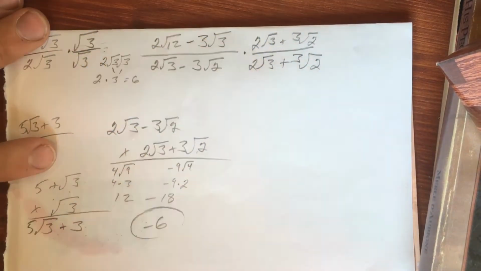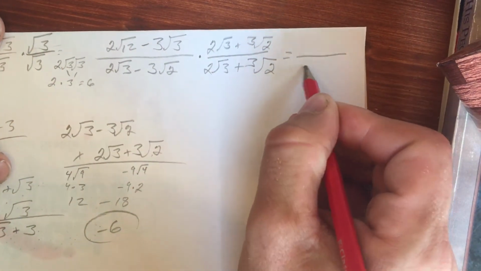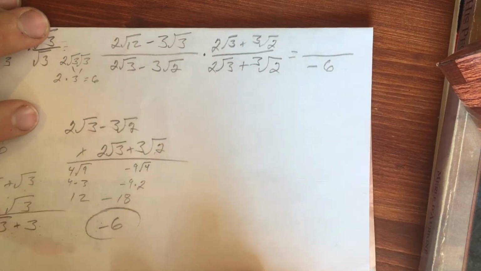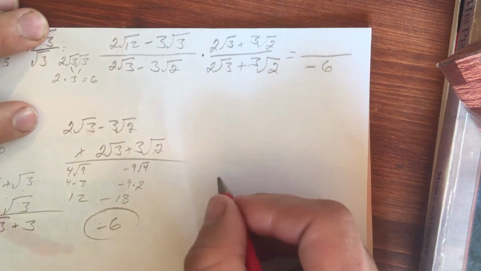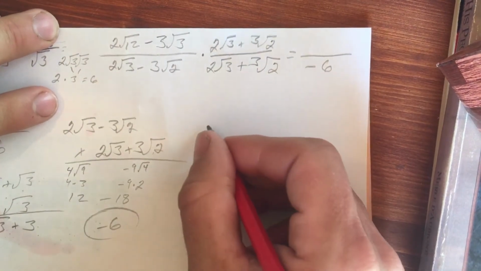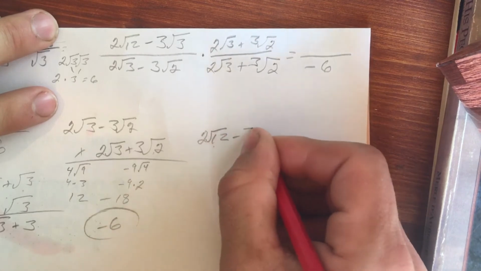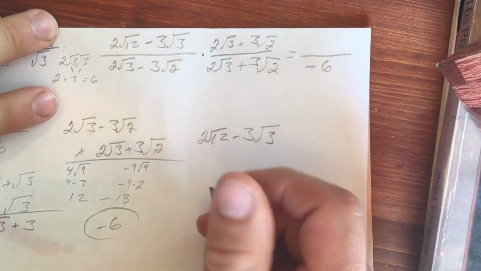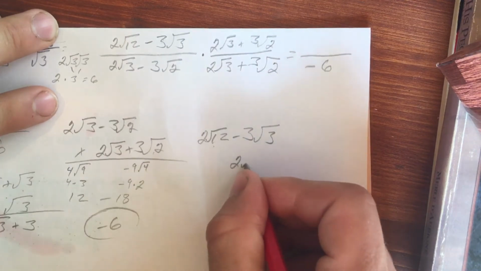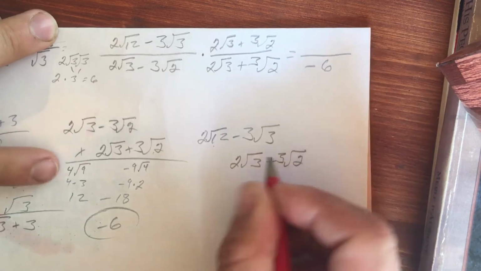Got it. So our denominator is going to be negative 6. We know this. Negative 6. And now let's do the numerator. For that, we're going to copy it out longhand and put this on top. So it's going to be a long process here on this one, I think. So 2 times the square root of 12 minus 3 times the square root of 3. And then we're multiplying it by 2 square root of 3 plus 3 square root of 2.